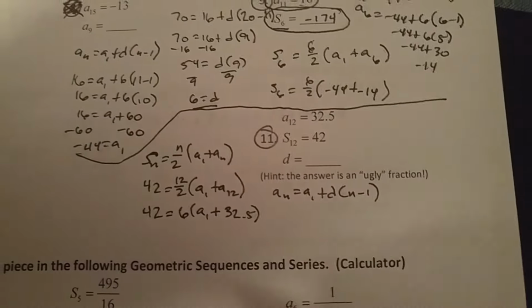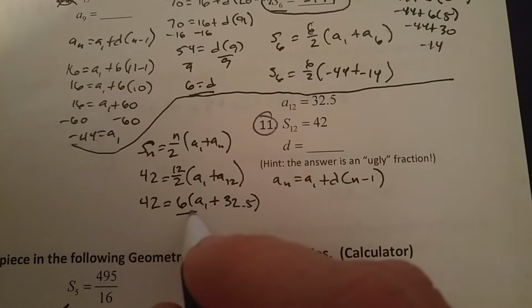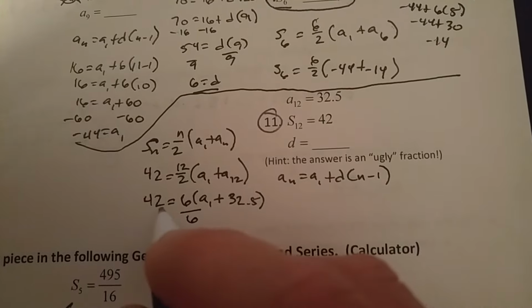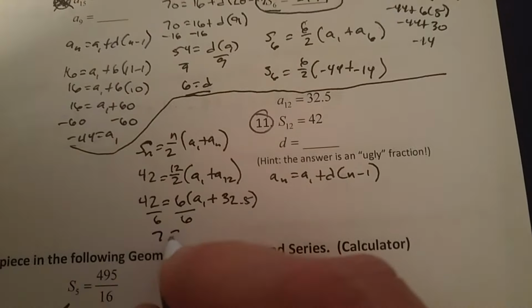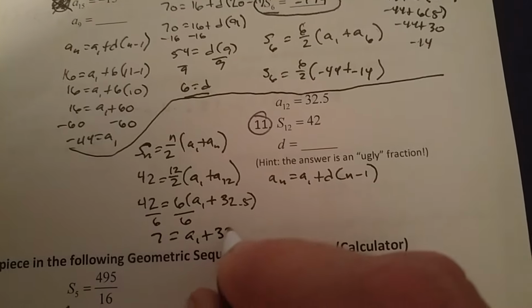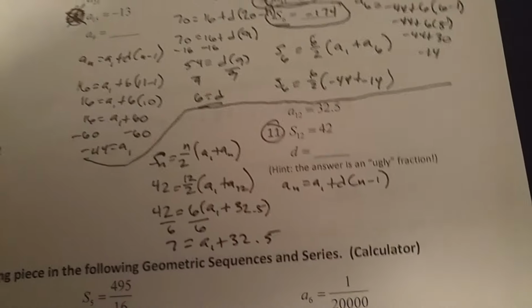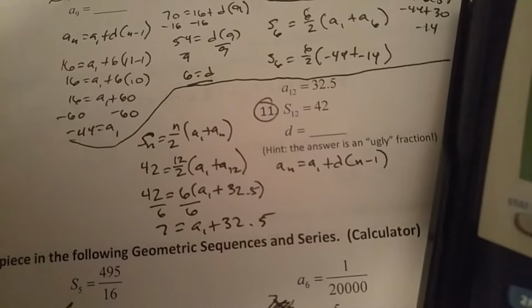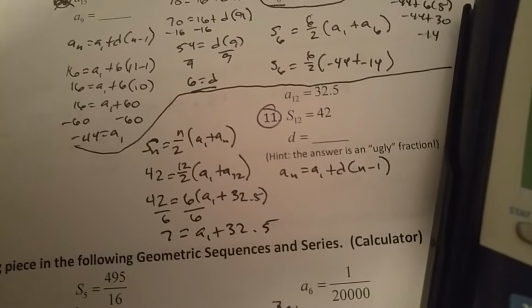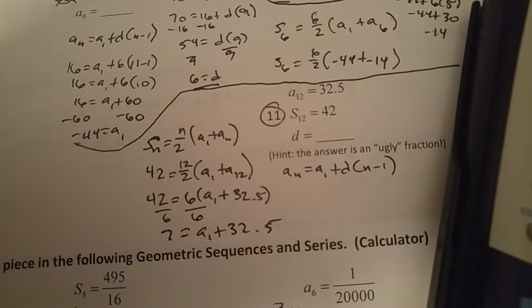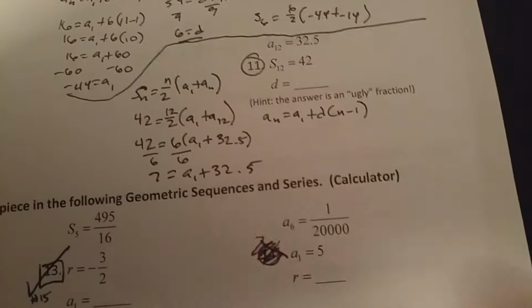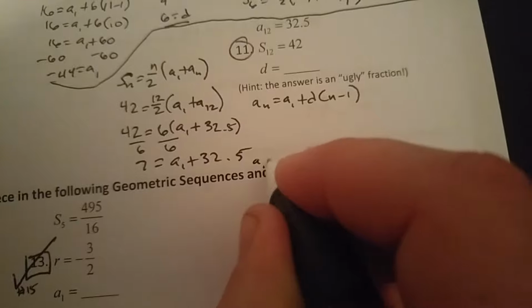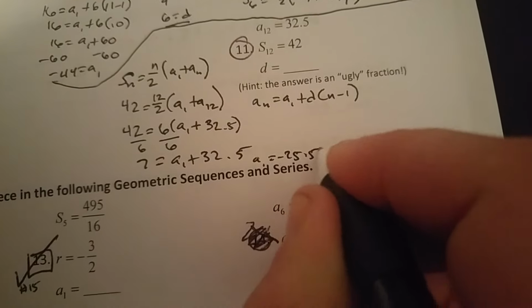Okay, so you could distribute the 6, but I'm just going to divide both sides by 6. So 42 divided by 6 is 7, equals A sub 1 plus 32.5. And then you can just subtract that, and you get negative 25.5. So A sub 1 equals negative 25.5.